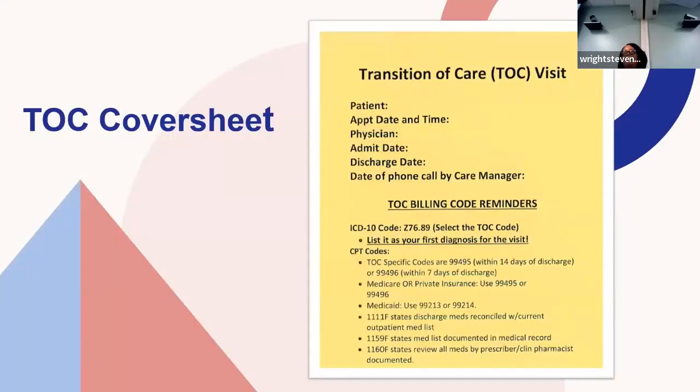So back to the TOC packet. This cover sheet is the first form that I put in that packet. And this cover sheet has the patient's name, the appointment date and time, the physician that they're scheduled to see when they come in for their TOC, the admission date, discharge date, and the date that I initially made the TOC follow-up call. At the bottom, you'll see that there are billing codes and just some useful information that may help the physician during the visit.